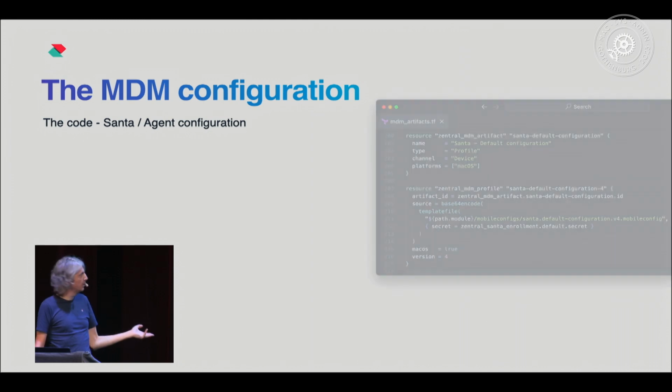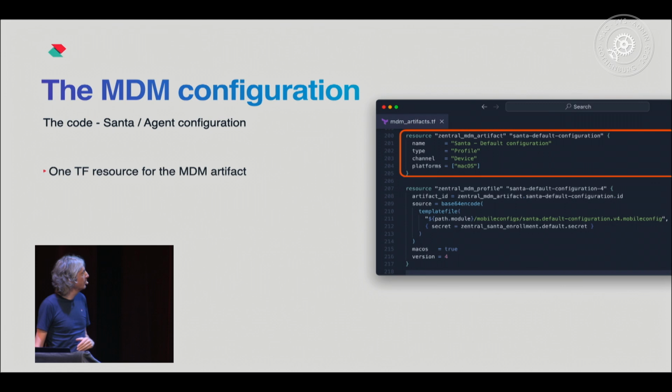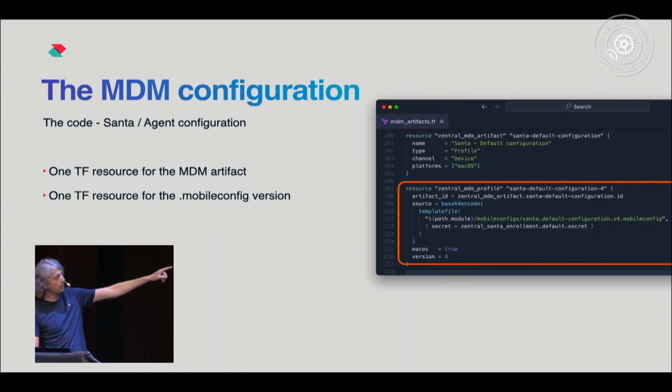So for the configuration on the client side of things, we've got, again, two resources. We need to distribute a configuration profile using the MDM. The first resource is what we call an artifact. It's just an abstraction of different versions of the same configuration profile. Think of it as the Munki package name. And here we have a version of the artifact. So this is a profile, and we are loading the mobile config that is on disk in the repository.